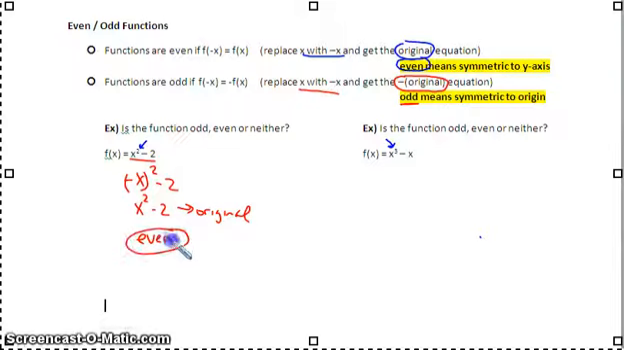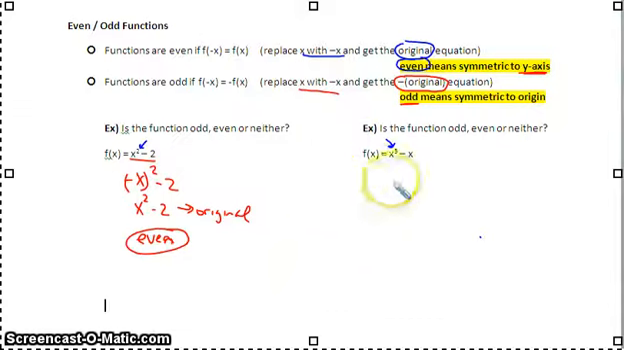equation. And when we say even, it means that it's going to be symmetrical along the y-axis. If you were to take the time to graph it, you would see that this graph would be symmetrical at the y-axis.